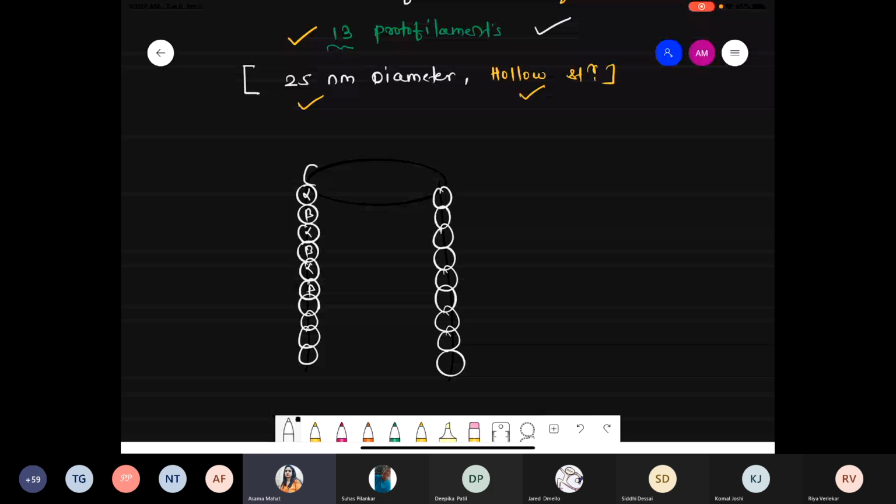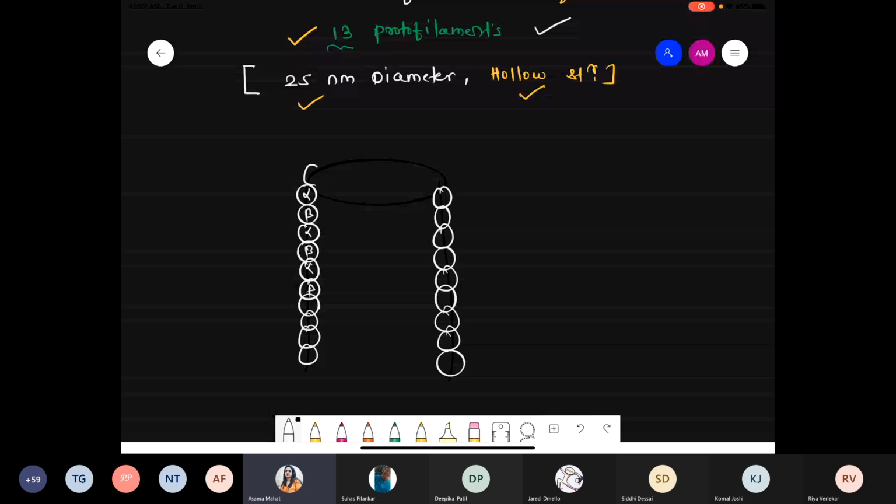The internal structure is completely hollow, that is an empty structure. And if you are talking about the exact diameter, it is 25 nanometer or 250 angstrom. So exactly this is the diameter. Okay, helically arranged.